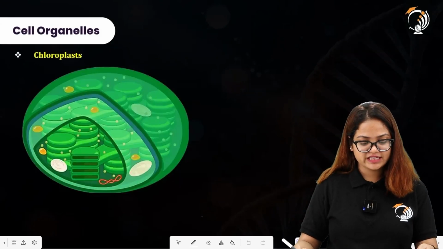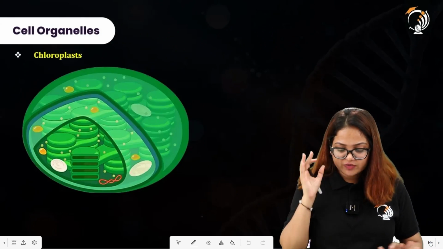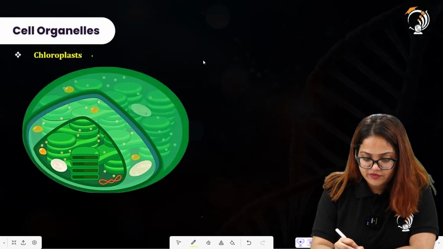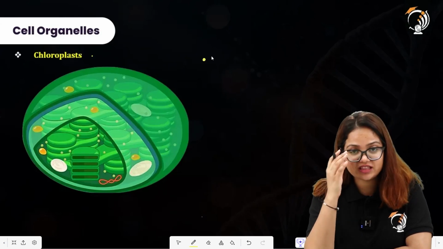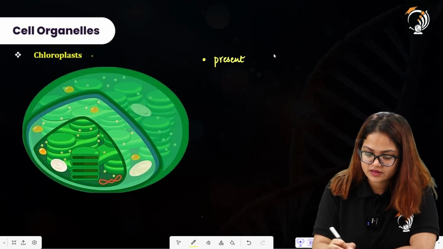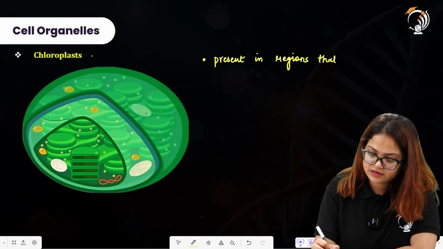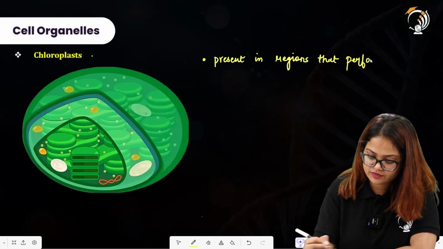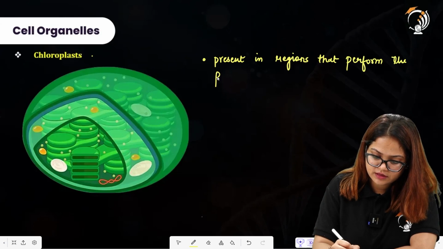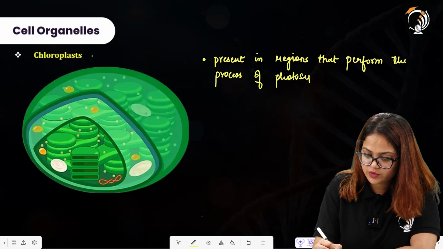Moving to the next slide here. So we have come to another cell organelle, that is the chloroplast. Now what do we mean by chloroplast? These are a type of cell organelles. Let me first make you understand that these are found only in the photosynthesizing parts, present in regions that perform the process of photosynthesis.